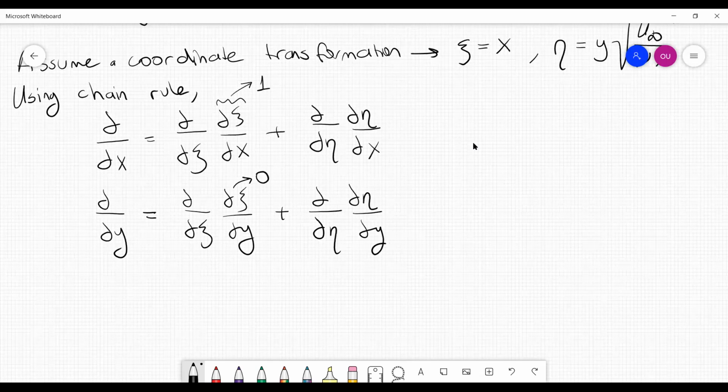And what else do we need to know? For example, d eta over dy. This term, d eta over dy, is equal to square root of u infinity divided by nu x. We know that. Of course, we need to know d eta over dx, but it will come in a second.